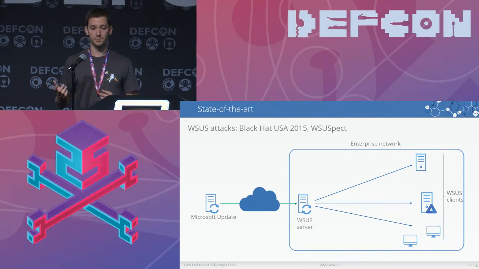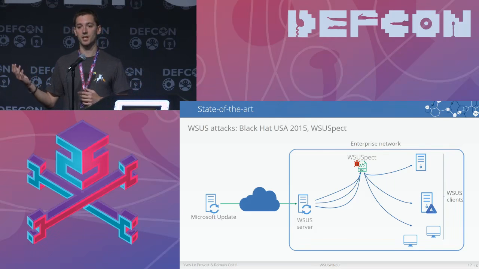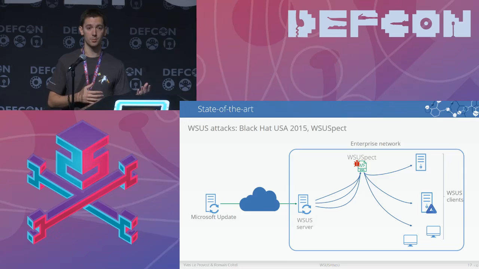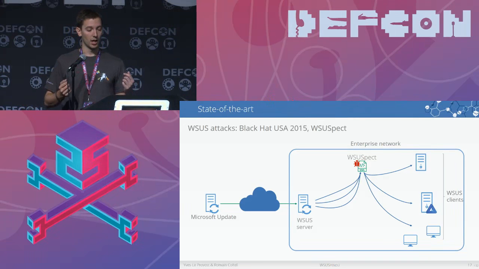It's called WSUSpect. The idea of the attack is to get a man-in-the-middle position between the WSUS clients and a WSUS server, to intercept the answer of the server and inject a fake update into the metadata stream, because it's on an HTTP channel inside the enterprise network and the metadata is unsigned.